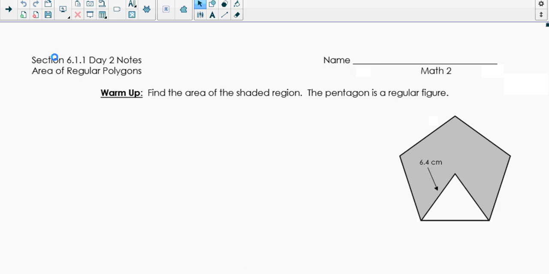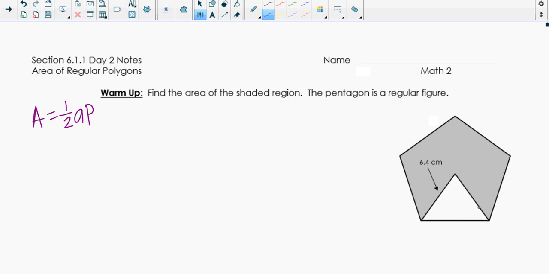Okay, so this is a shaded region question. It's similar to the last one on the homework last night where you had to do subtraction. It says the pentagon is a regular figure. So if you look, the only thing you're given is the 6.4. Remember, we're going to have to find the apothem, which we don't have, and the perimeter, which we also don't have. So essentially, I want to find the area of the shaded region.